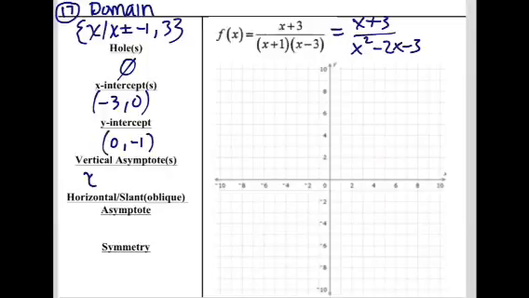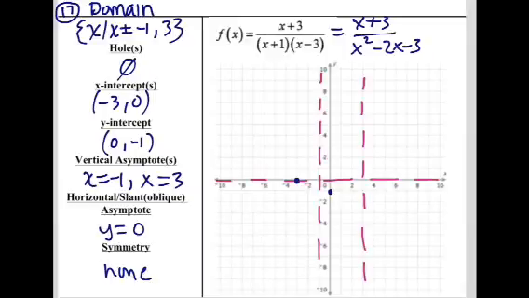Vertical asymptotes, there are 2 of them. That's what makes the denominator 0. This one is bottom heavy. And for number 17, there is no symmetry, because when you replace the x with negative x, you do not get the original back and you do not get the opposite. Alright, so for 17, the asymptotes are on and the 2 points.